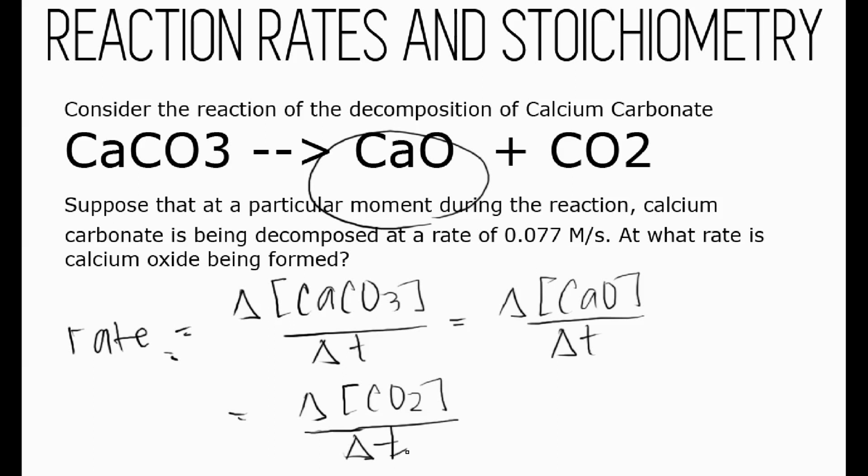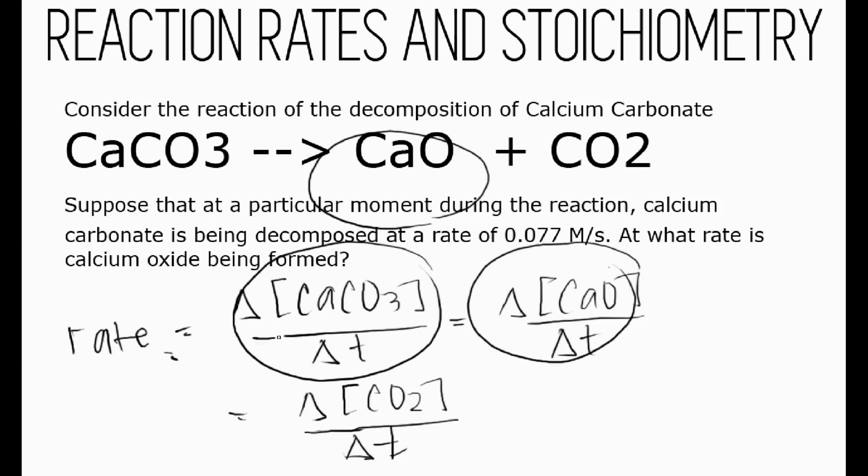Okay, so now we have the rate expression. We are given the rate of calcium carbonate, which is 0.077 molarity per second. And we are finding the rate of calcium oxide being formed, which means we are finding this one. So remember, this is in negative notation. So how do we compute for that?